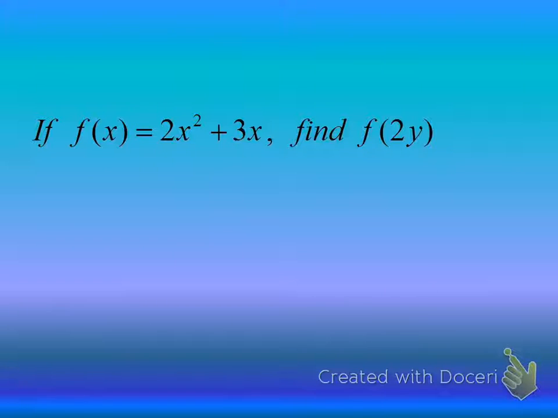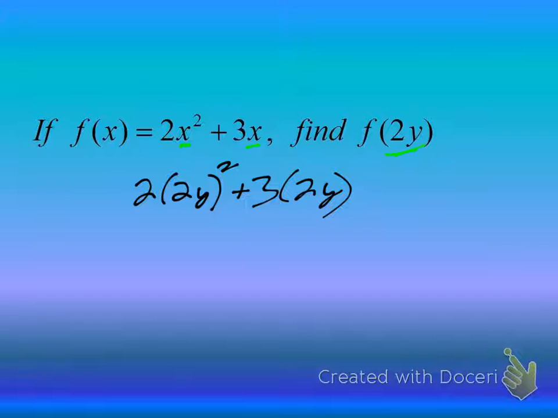You take what you're finding, and they give you the function. The function is f of x equals 2x squared plus 3x. Find f of 2y. So this goes in for these two x's. So you have 2 parentheses 2y, quantity squared, plus 3 times another 2y. And then you simplify it down. Follow your exponents, follow your order of operations.